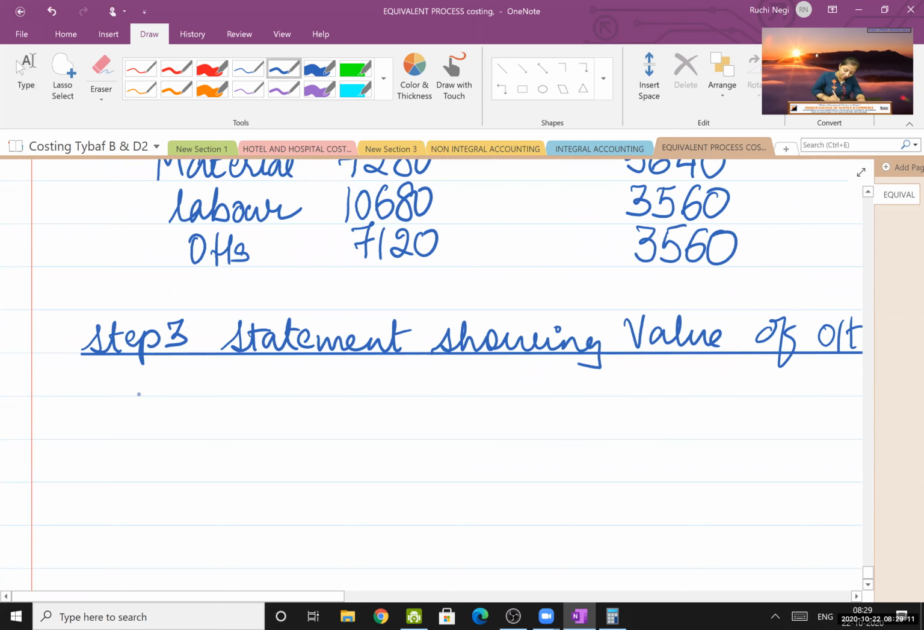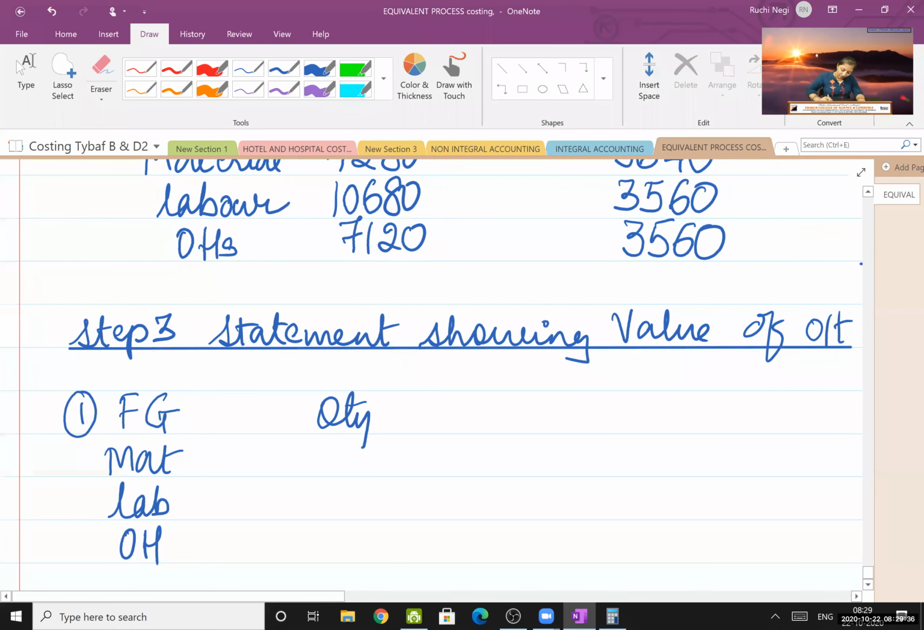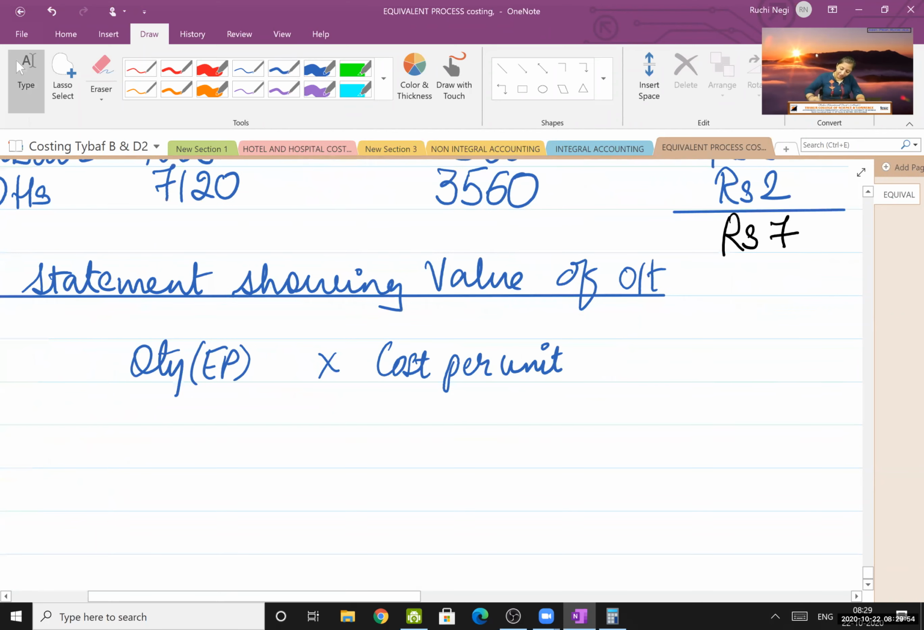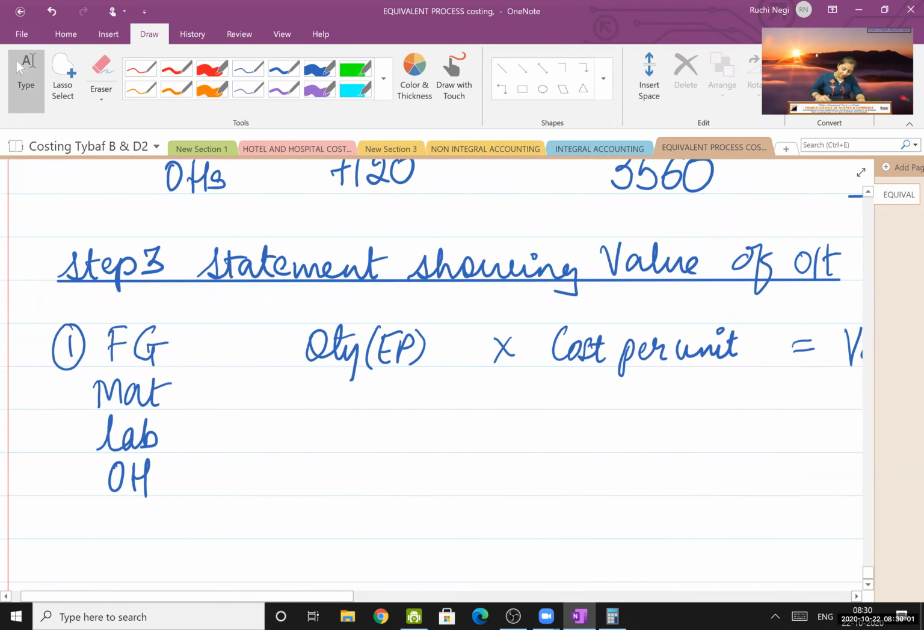In that, first you will calculate finished goods, material, labor, overheads. Okay. So it will be quantity multiplied with the rate, that is cost per unit. And this quantity is nothing but EP. So you can write quantity or you can write this, and whatever you get is value, or you can write amount. Ek hi baat hai. Theek hai.